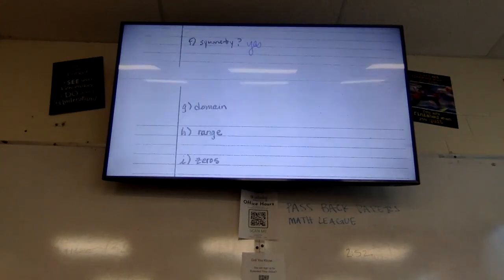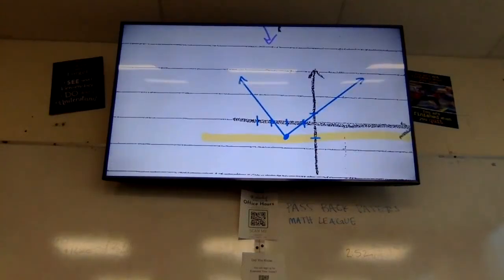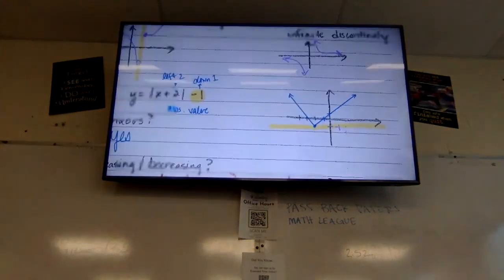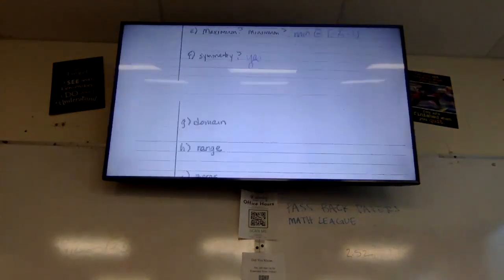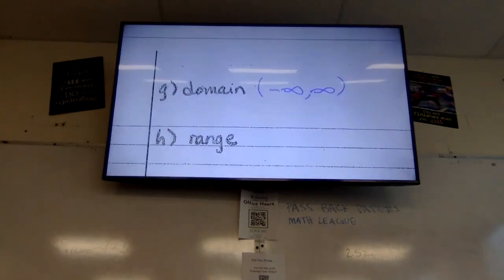All right, I've got domain next. What's my domain for this graph? Good, -infinity to infinity. While I'm looking here, what about my range? -1 to infinity. Very good. -1 is my lowest y. I hope I said that last class. I'll fix that. -infinity to positive infinity, and my range is -1 to positive infinity.